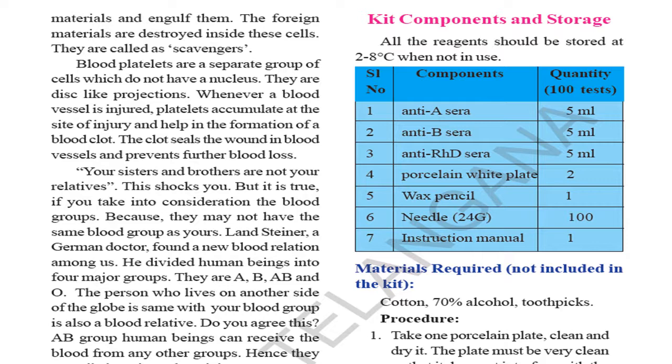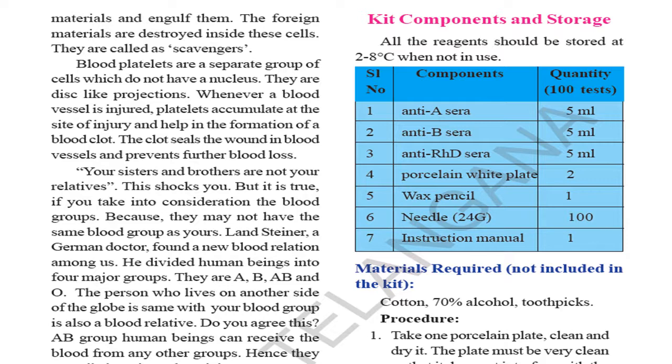Okay. The foreign materials which are destroyed inside the cells are called scavengers. Blood platelets are a separate group of cells which do not have a nucleus. They are disc-like projections. Whenever a blood vessel is injured, platelets accumulate at the site of injury and help in the formation of a blood clot. The clot seals the wounds in blood vessels and prevents further blood loss.